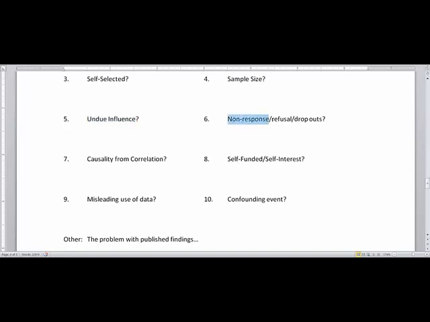How about non-response, refusal, and dropouts? Well, that would be if somebody refused to complete a survey or a follow-up or just dropped out. It's important to see if your sample size changes from one moment of the study to the next. You want to figure out why there were so many dropouts and why people refused to continue with the survey or the data.